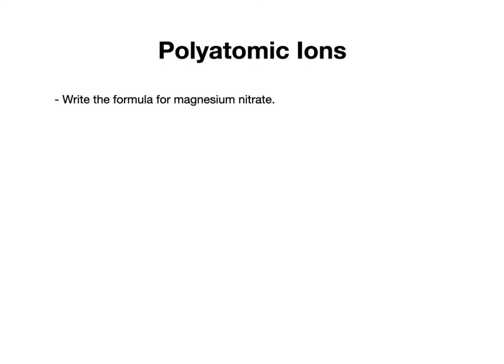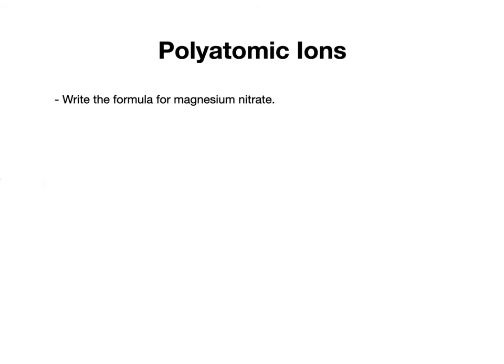Now, we take these ions and we put them together to form compounds. Remember when we talked about binary ionic compounds? We put together cations and anions, from a metal and a nonmetal. Well, here we can put together polyatomic ions. Okay? So look at this.